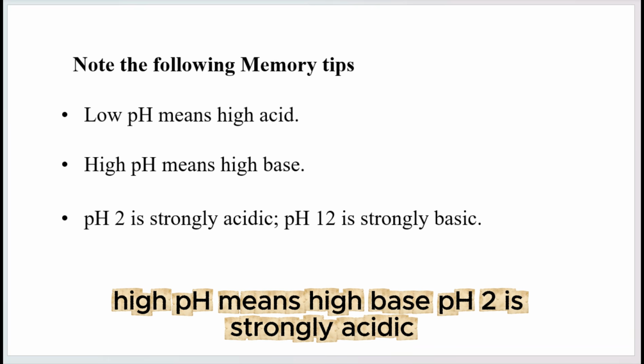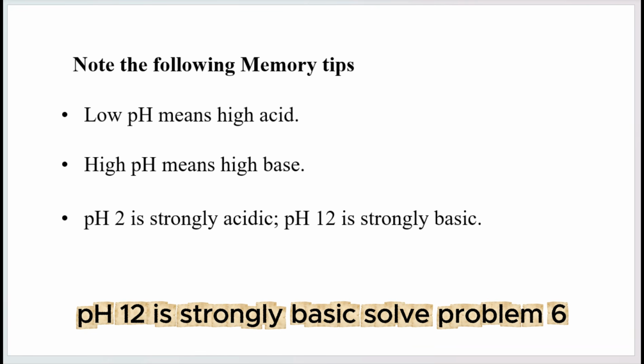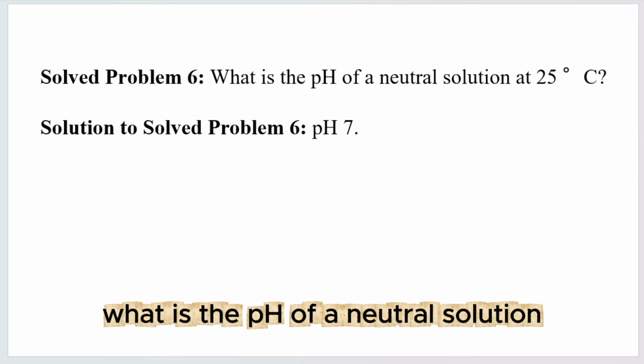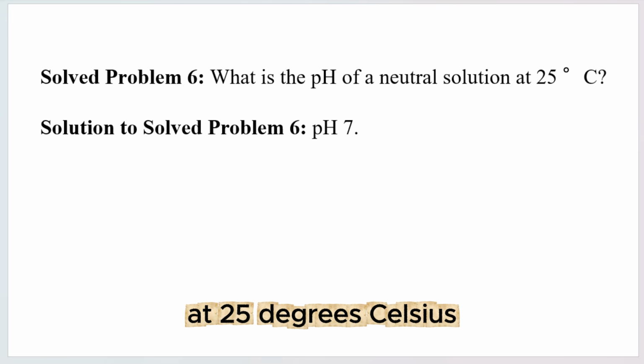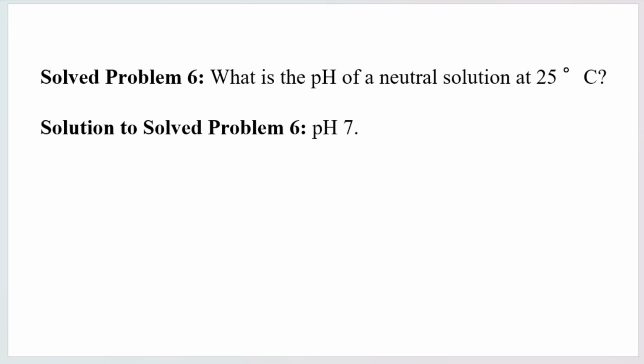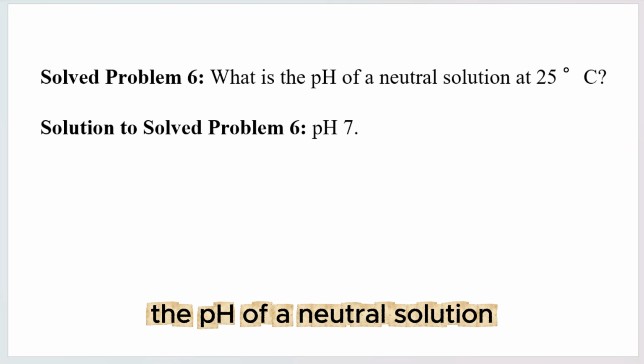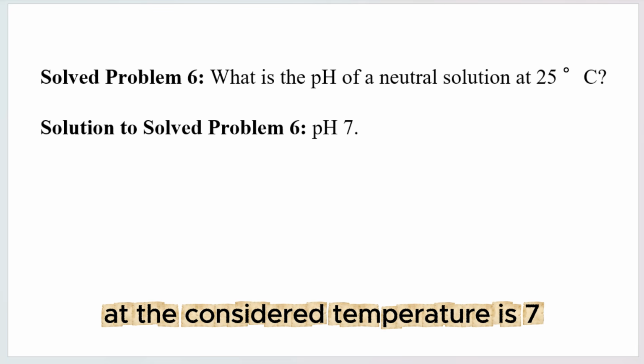pH 2 is strongly acidic. pH 12 is strongly basic. Solve problem 6. What is the pH of a neutral solution at 25 degrees Celsius? Solution to solve problem 6. The pH of a neutral solution at the considered temperature is 7.